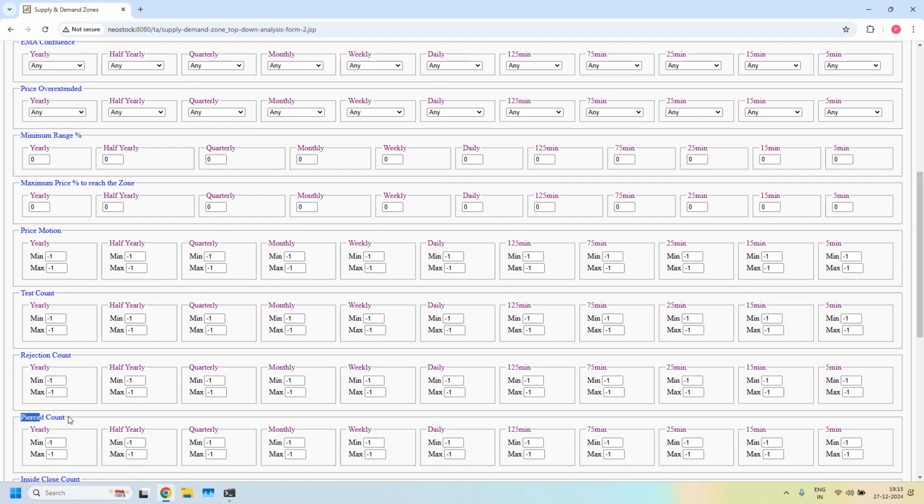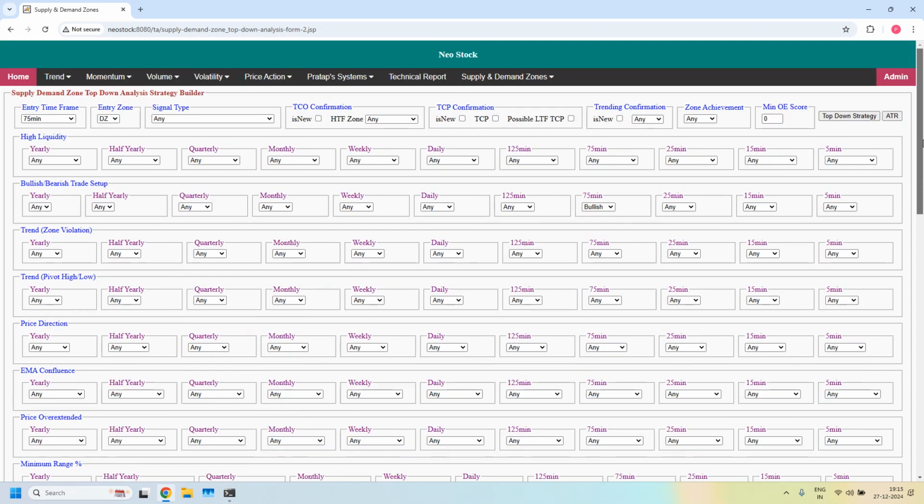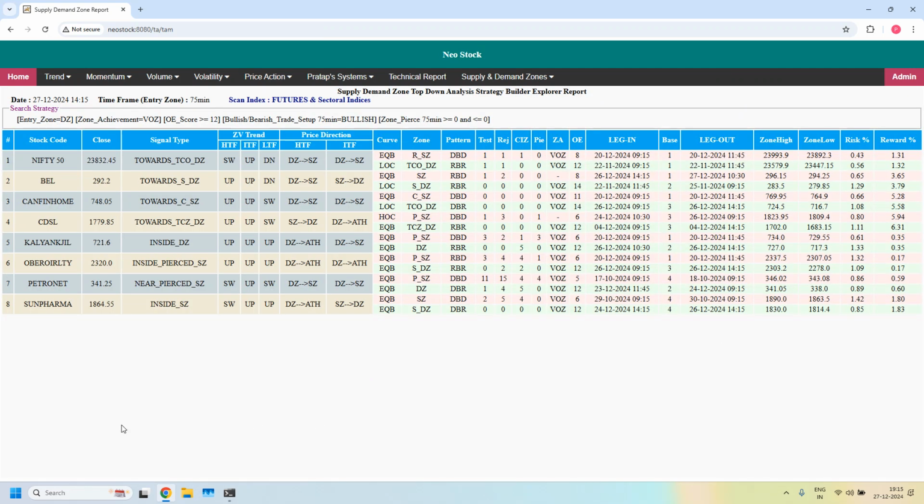So in the pierced count at 75 minutes time frame, I am setting minimum value 0, maximum value 0. And the zone achievement violated opposing zone, minimum odd enhancer score 12. All three filters are applied to 75 minutes demand zone. Let's filter the stocks. We got 8 stocks. All these 8 stocks are currently supporting bullish trade setup for weekly income trade, and these entry zones are 75 minutes demand zones.